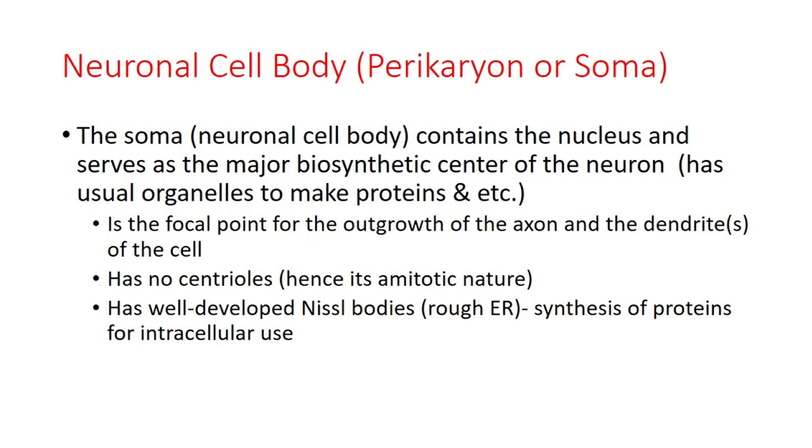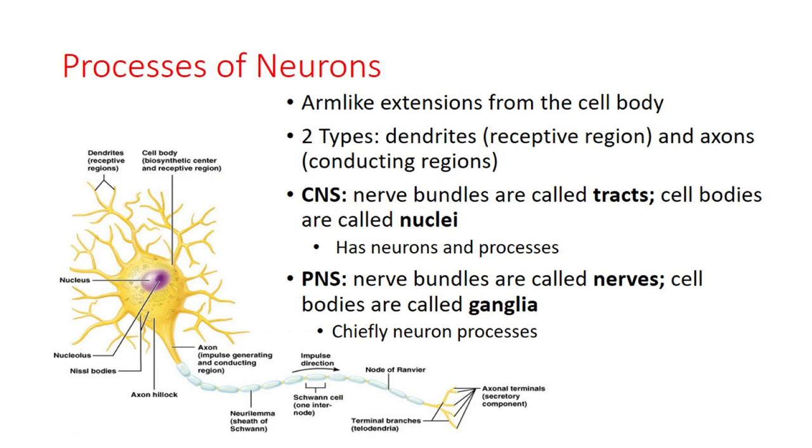So the soma, or neuronal cell body, contains the nucleus. It's the major biosynthetic center of the neuron, and it's a focal point for the outgrowth of the axon and the dendrites. Now, because it's amitotic, it has no centrioles, and it does have some developed Nissl bodies, which is essentially just modified rough endoplasmic reticulum that allows the synthesis of proteins for intracellular use by the neuron.